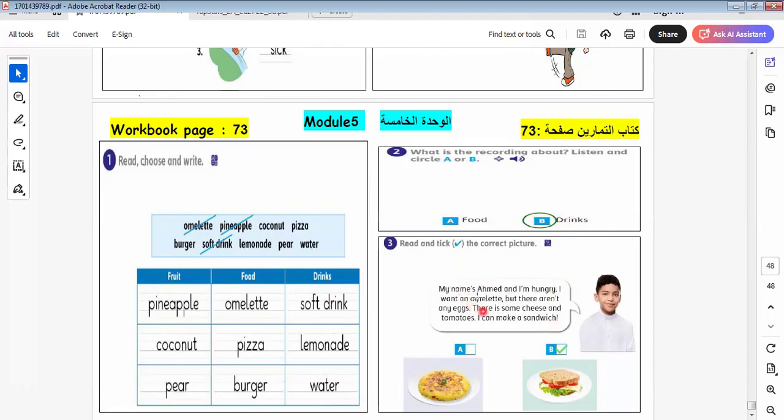The last item in this unit is read and tick the correct picture. Here we say, my name's Ahmed. I'm hungry. I want an omelette, but there aren't any eggs. There is some cheese and tomatoes. I can make a sandwich. So which one is correct in this picture? This number one, because he says he wants to make an omelette, but there isn't any egg, so he can't make an omelette. So he makes a sandwich instead of an omelette.